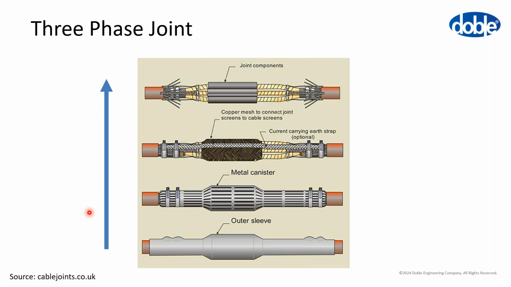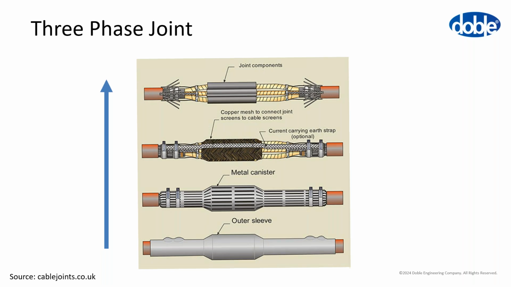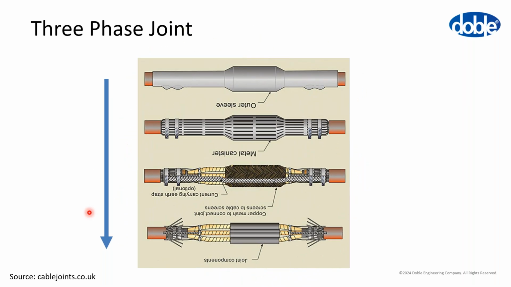But obviously, from the forensics point of view, we're going in the opposite direction. We're starting on the outside and working our way in. So everything is upside down. We're starting from the outside and we're trying to break our way in to get to these 3 joints.